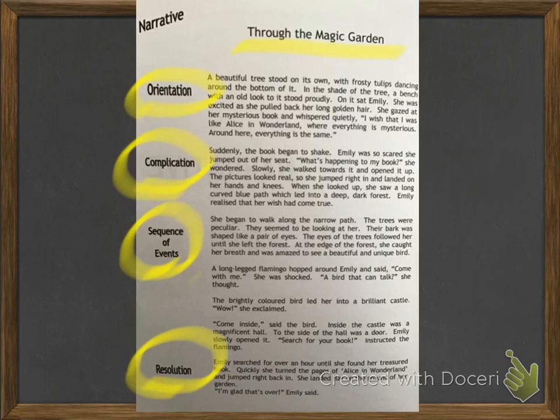Emily searched for over an hour until she found her treasured book. Quickly, she turned the pages of Alice in Wonderland and jumped right back in. She landed flat on the ground of her garden. "I'm glad that's over," Emily said.